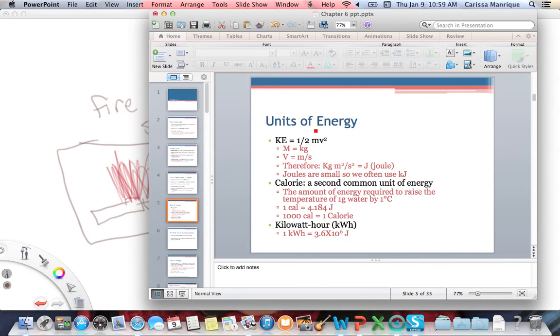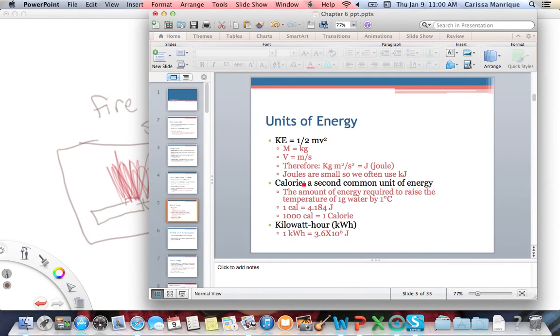Units of energy. Kinetic energy is 1/2 mv squared, m being the mass in kilograms and v being the velocity in meters per second. If we put this together and look at the units, we have a kilogram for the mass, and then meters squared per second squared. A kilogram meter squared per second squared is a joule. So when you put the units from the mass and the velocity together, you get a joule. Energy is often given in joules, or kilojoules, which is 1,000 joules.